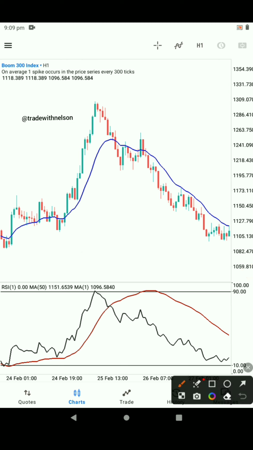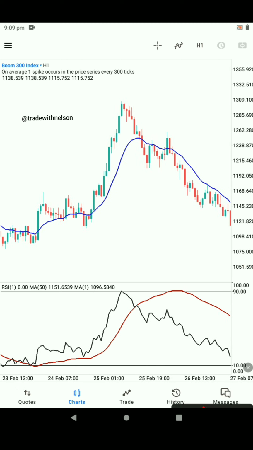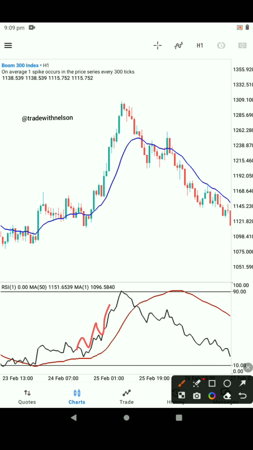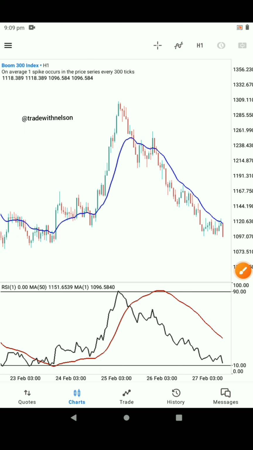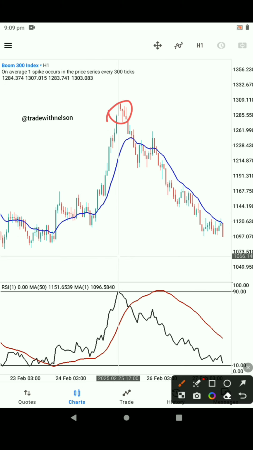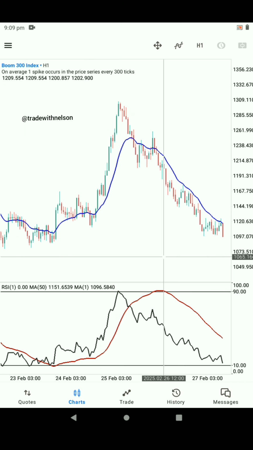This is a very good example over here. This is a sell condition. So what we are looking for is we want to see this black moving average and the red moving average enter into the overbought region, because we are selling to the downside. So we have it over here, it enters into the overbought condition, but our main target is the red moving average.